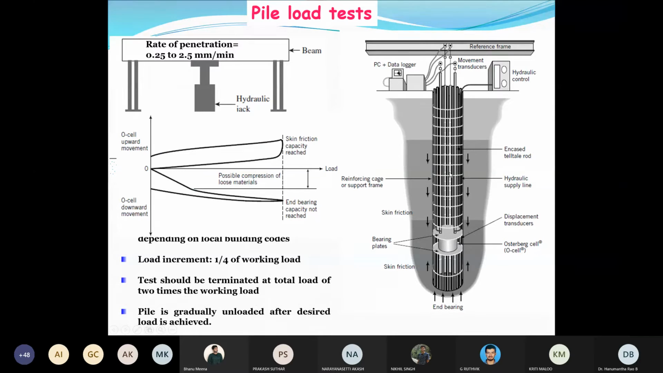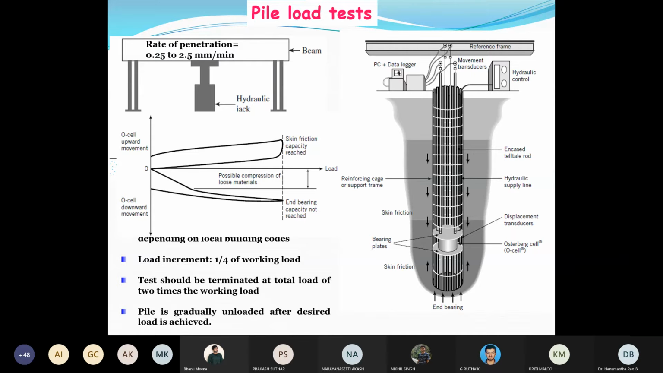Now what are you ultimately getting? We are getting the load versus settlement. Here you can see O cell upward movement and O cell downward movement. O cell downward movement means when you apply the axial load, which pushes the pile into the ground. Once all the loading is done, that means once you have accomplished the final total load, which is 2 times the working load, you slowly release the load. This releasing also will be done in an incremental mode.